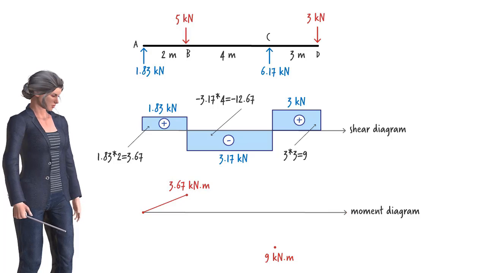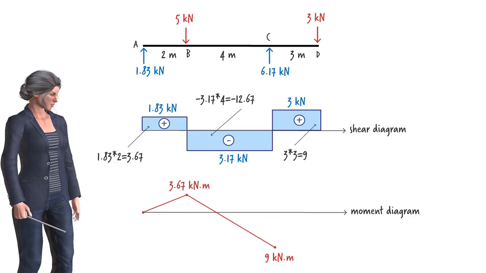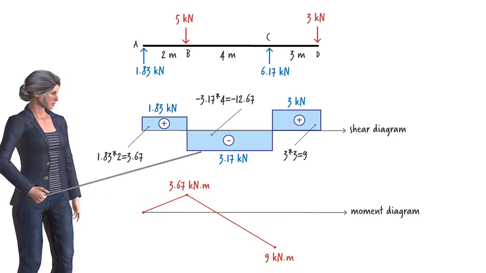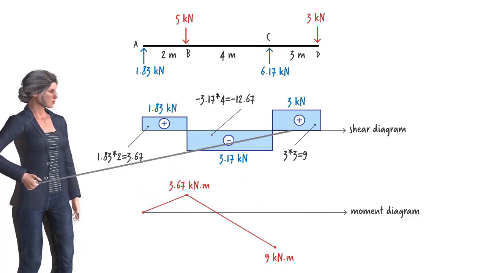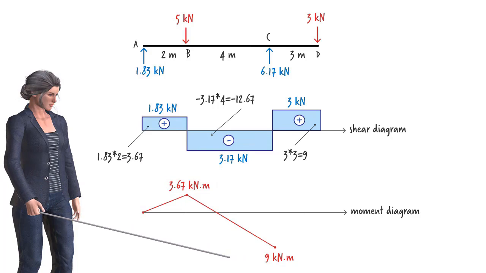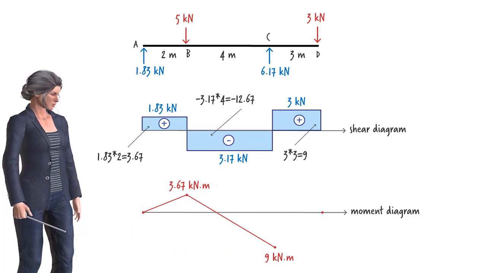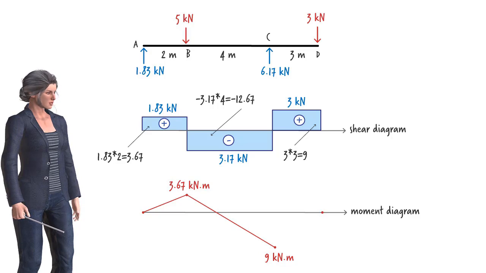The moment diagram takes the shape of an inclined line in this segment. Why? Because shear in the segment is constant. Finally, to get to the moment value at the right end of the segment CD, we add this area to this value, which yields 0 for MD. And since the shear remains constant in the segment, we connect these 2 points using an inclined line.